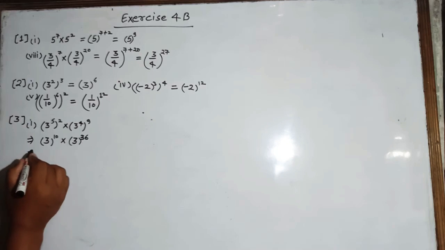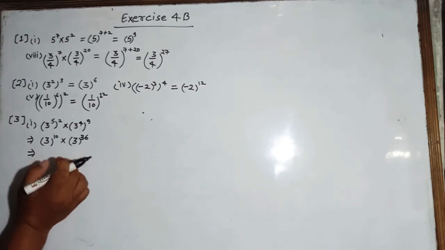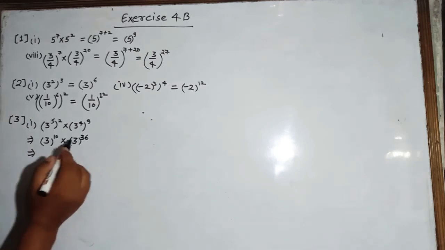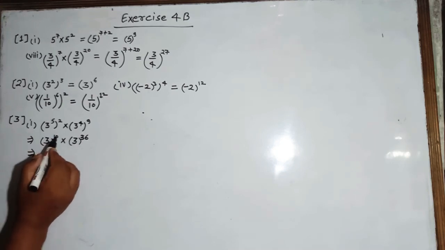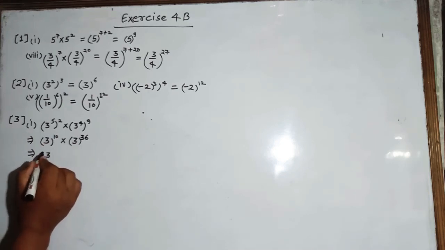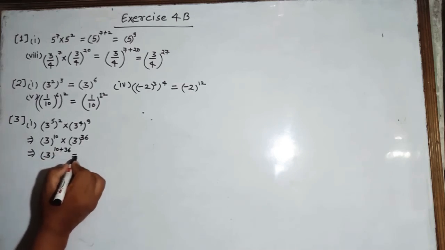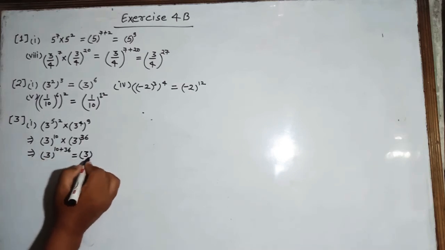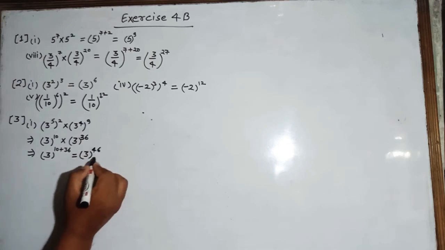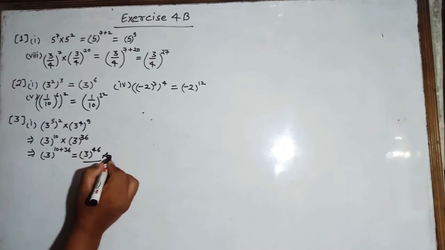So it will be equal to, now you know that the bases are the same, so in multiplication what will we do? If the bases are the same, the powers we can add. So 3 to the power 10 plus 36 we will write here. So it will be equal to 3 to the power 46. This will be our answer.